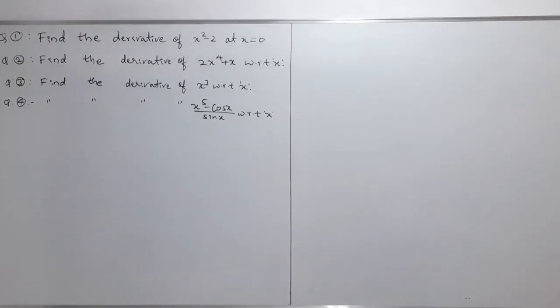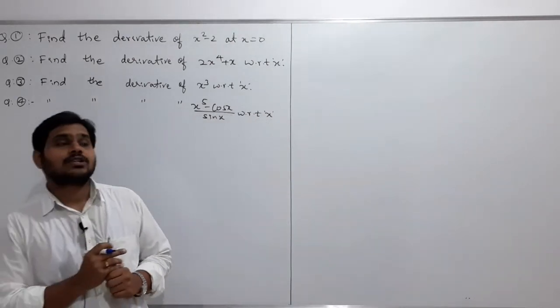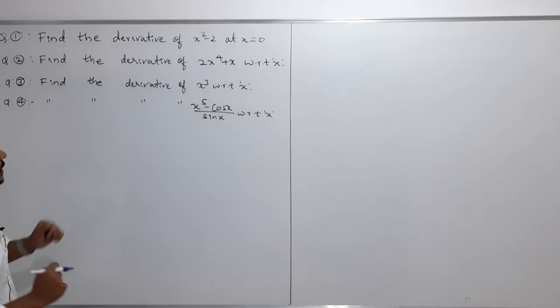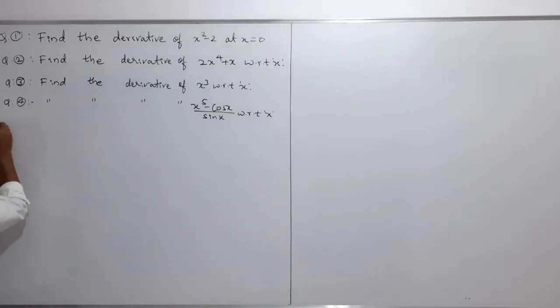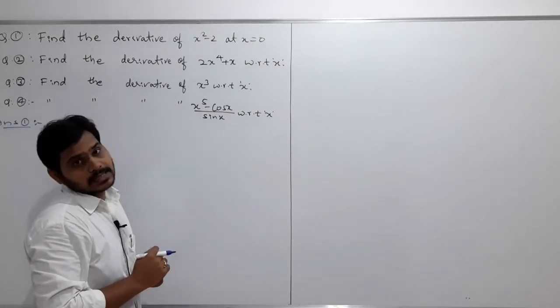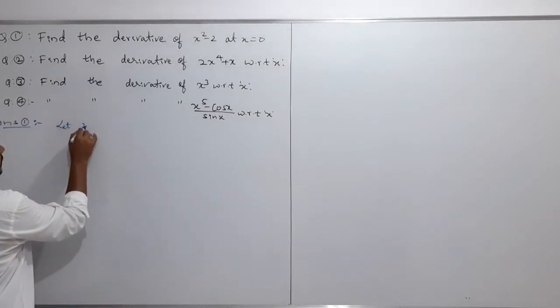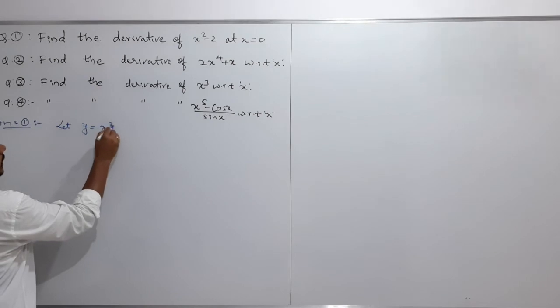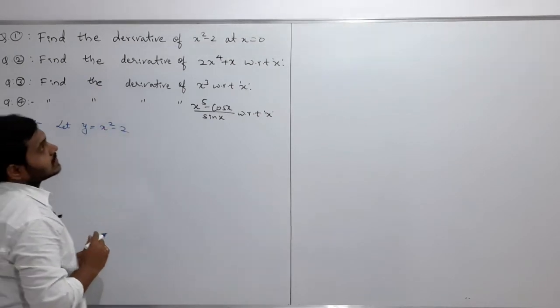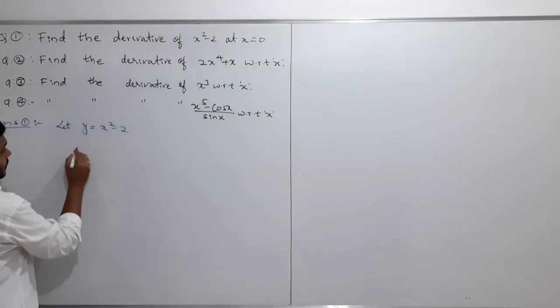Yes, my dear students, already I wrote the questions. So we'll solve the questions based on these derivatives. The first question, my dear students, I am going to discuss the answer for the first question: find the derivative of x square minus 2 at the point x equals 0. To solve this, let us take the given function as y. Let y equals x square minus 2.